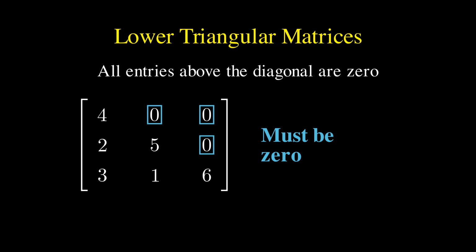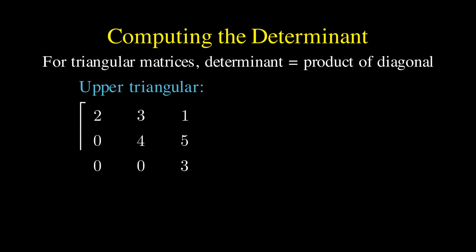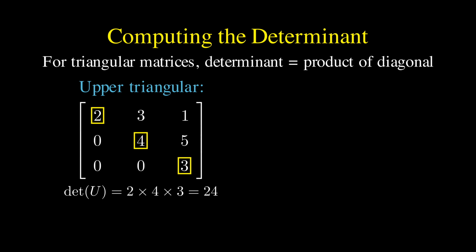One of the most useful properties of triangular matrices is that computing the determinant is incredibly simple. For any triangular matrix, whether upper or lower, the determinant is just the product of the diagonal entries. Let's say we have an upper triangular matrix with 2, 4, and 3 on the diagonal. Then the determinant is simply 2 times 4 times 3, which equals 24. No complicated cofactor expansion is needed here.